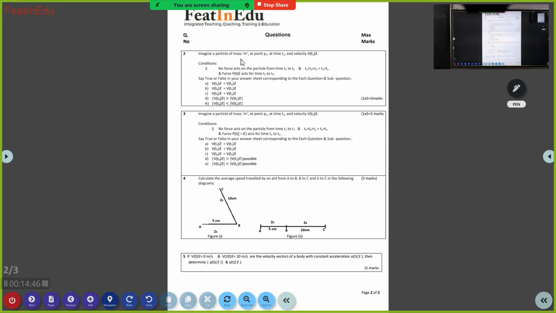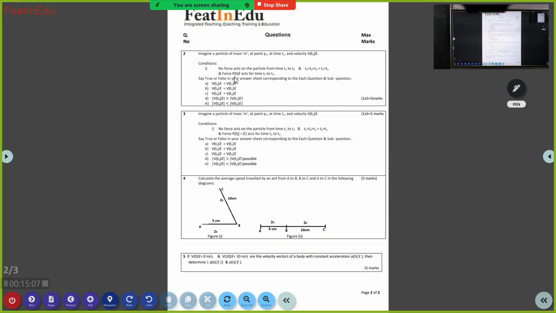Right. So imagine a particle of mass m at point p at time t with some velocity. Now, no force acts between time t1 to t3. I suppose you have made a diagram for that. Then t5 is greater than t4, which is greater than t3. So these are how the instants of time are there. Clear? Yes, sir.